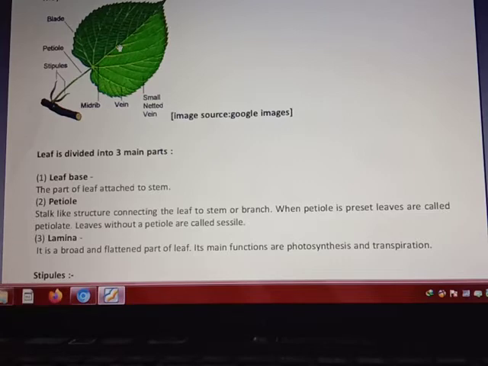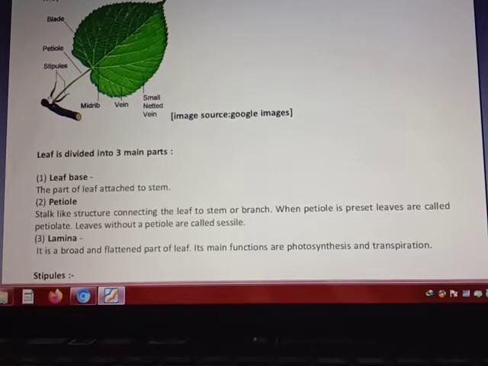Now what is a leaf base? Leaf base is the part from where the leaf is attached to the stem. This is a stem, this is the point where the node is present, and from this node the origin of the leaf takes place, and it is known as the leaf base. From the node where the leaf is starting, that is the leaf base.